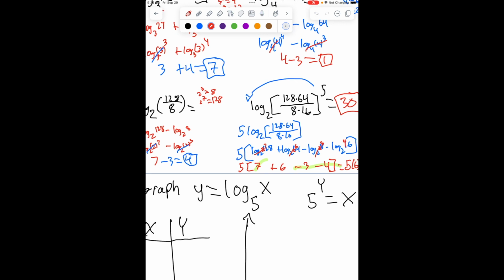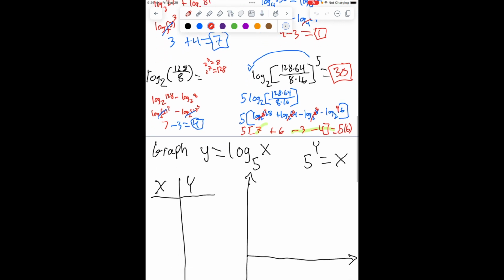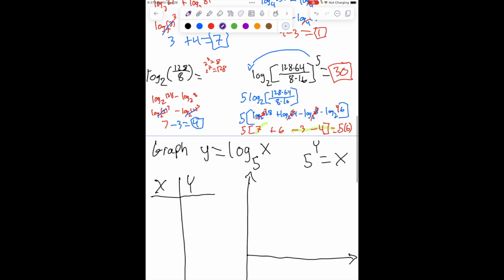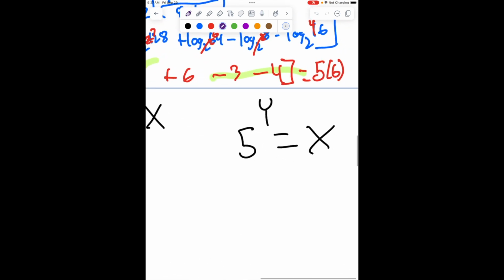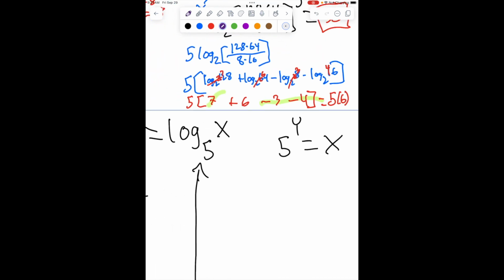All right, looking at graphing logarithms. So I'm thinking about graphing y equals log base 5 of x. Looking at the change, how we can change the base, or another way we can think of it is I could rewrite it as 5 to the y power equals x.